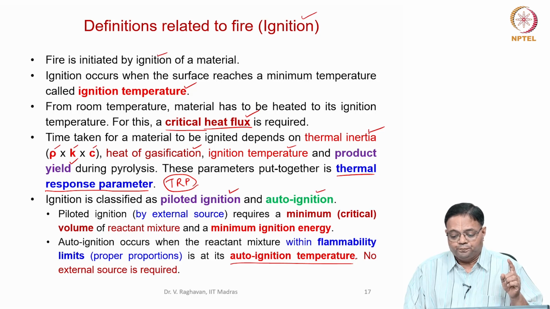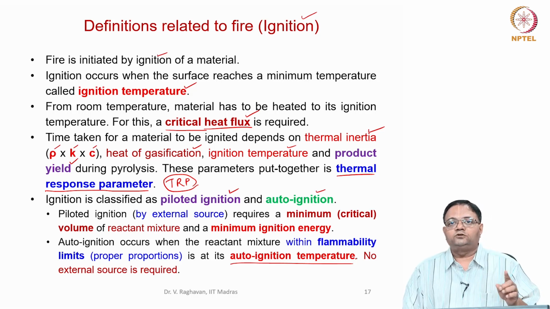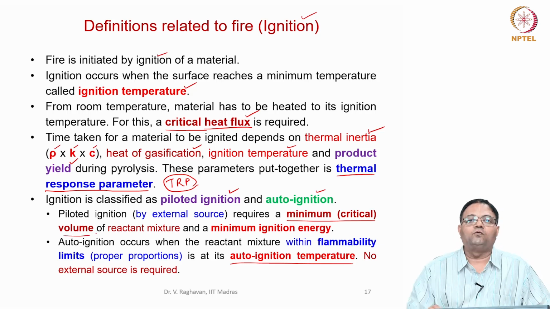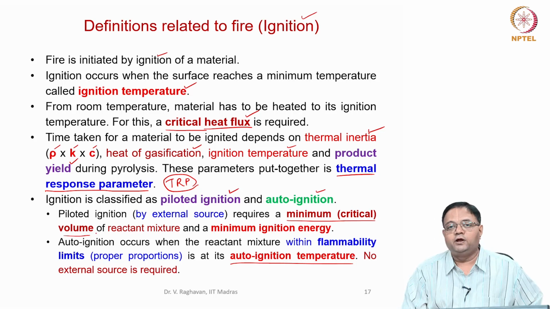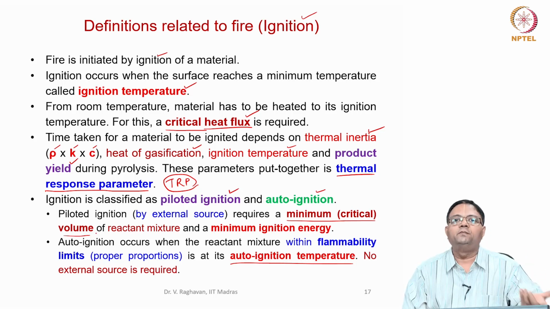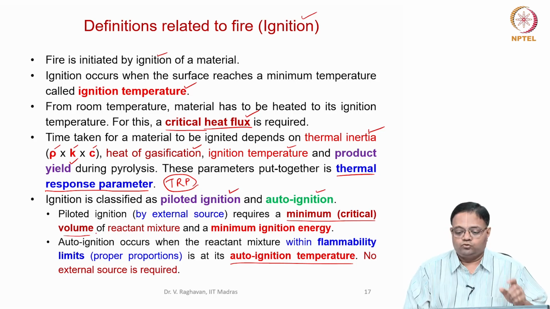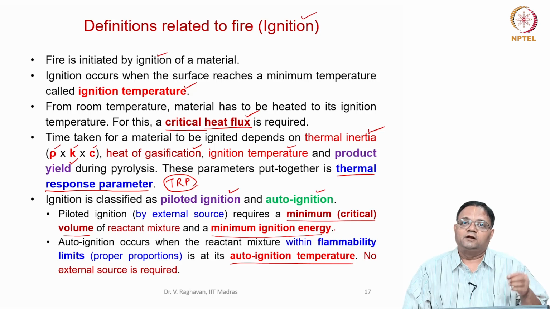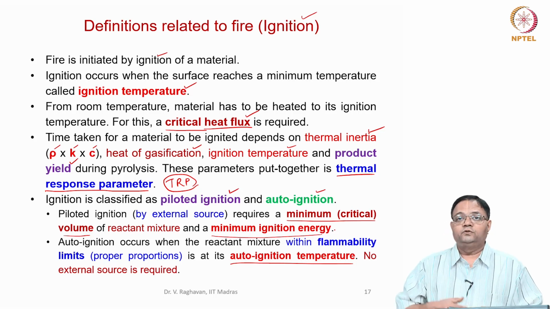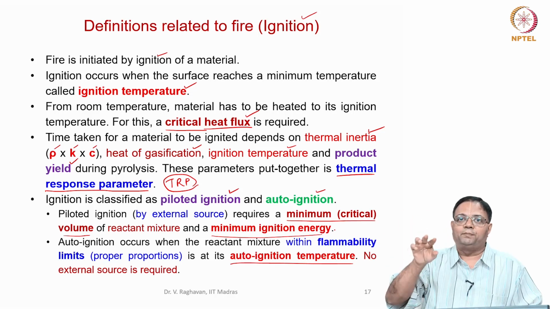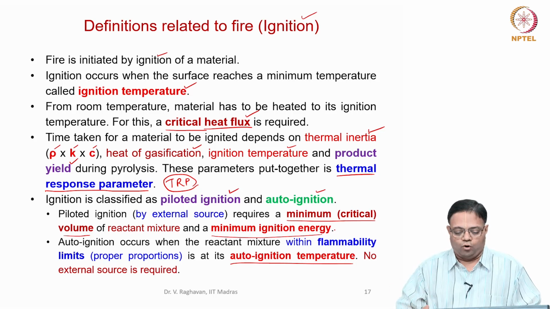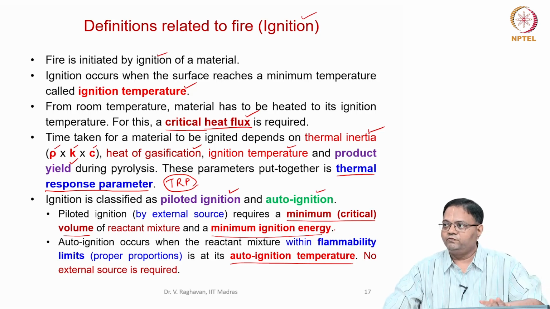So, the piloted ignition is caused by an external source, and there are two important criteria for that. One is called minimum or critical volume of the reactants to be present. As I told you, when you heat the liquid fuel to flash point, then only enough vapor will be produced to cause ignition, or else it will not be able to produce the flammable mixture at all. Second one is the ignition source should have minimum ignition energy. If the energy of ignition is not sufficient, then it will not cause ignition. Okay, so these are the two important things. When the auto ignition occurs, there should be a flammable mixture, and it has to be at a temperature which is more than or at least equal to what is called auto ignition temperature. Then, without the aid of an external ignition source, this will be ignited. Okay, so these are the important definitions.